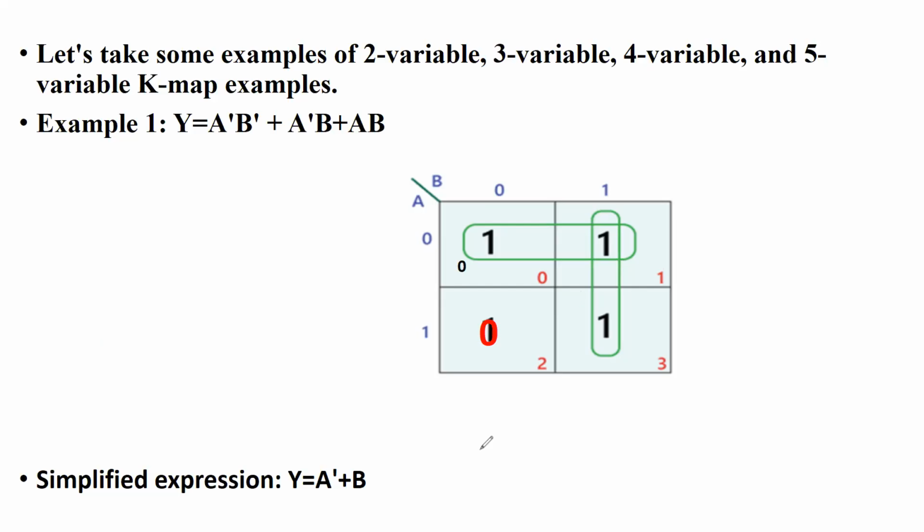Now see, let us consider these three terms which are given: A dash B dash, which is 0, 0. Then let us first write this. A dash B means it is 0, 1. Then A B, that is 1, 1. So where is 0, 0 present? Here. So I will make an entry 1 over here.